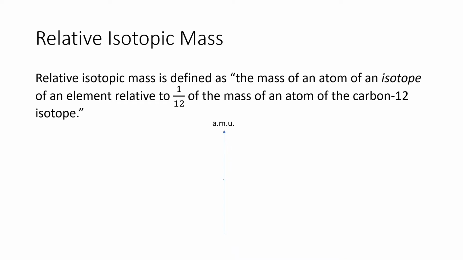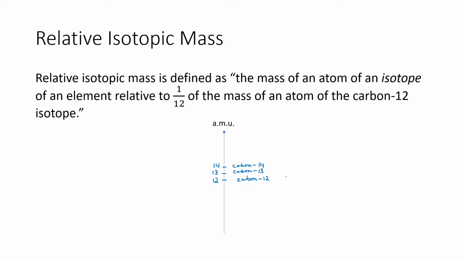So same scale, and what we're going to do is, while on the scale you have a mass of 12 reserved for the atoms of the carbon 12 isotope, remember carbon 12 is not the only isotope of carbon. We have two other isotopes. We have 13 and 14, right? And these are the relative isotopic masses of the atoms of the carbon 13 and carbon 14 isotopes.